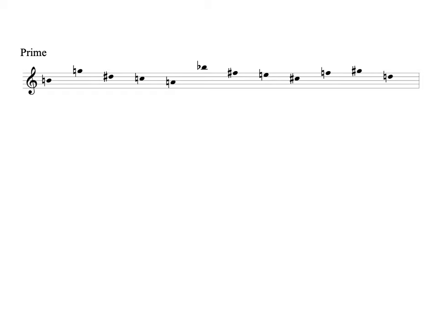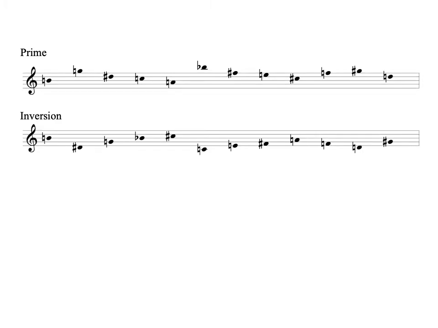To create the inversion of that row, what I want to do to get the inversion is I want to take all of my intervals in the prime form and I want to reverse their direction. So the first interval in the prime form is a B natural up 8 half steps to G natural, up a minor 6 if you want to think about it in terms of tonal intervals. So in the inversion form, when I start on B, instead of going up 8 half steps, I think down 8 half steps to D sharp, down a minor 6.